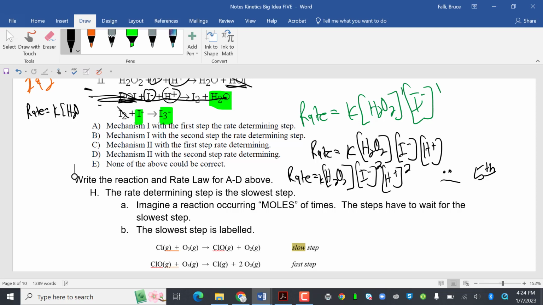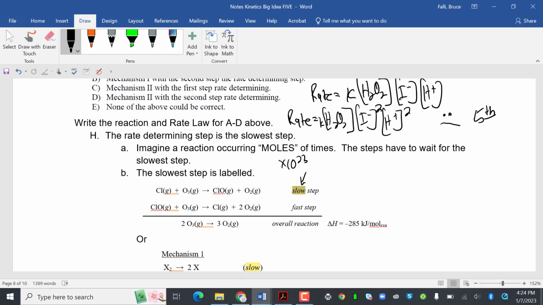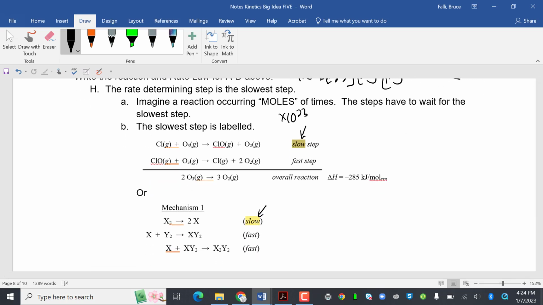The rate determining step is the slowest step. Imagine a reaction occurring moles of times. So that means 10 to the 23rd times. That's a lot. The steps have to wait for the slowest step. The slowest step would be labeled slow. So this is my overall reaction. That's my slow step. Or it would give you a mechanism that would say slow, fast, fast. How do you know what the slow step is?